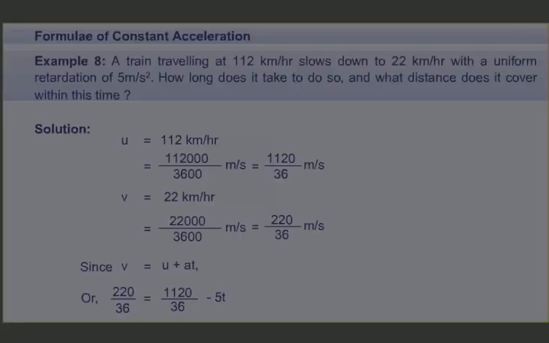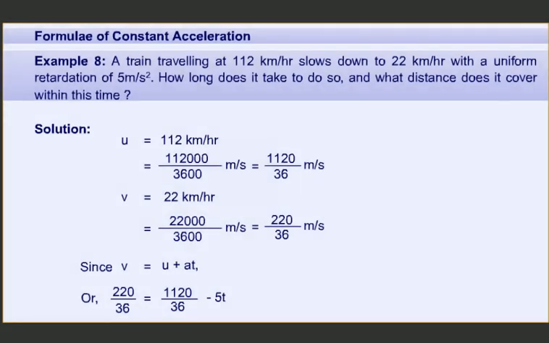Now look at the other example. It says, a train traveling at 112 km per hour slows down to 22 km per hour with a uniform retardation of 5 meter per second square. How long does it take to do so? And what distance does it cover within this time?